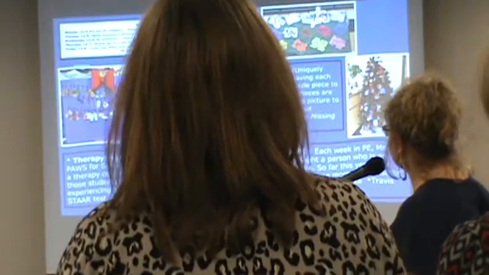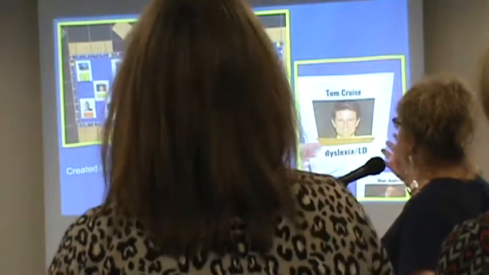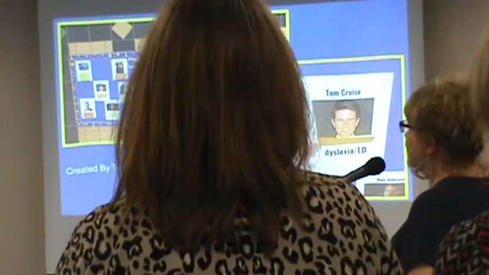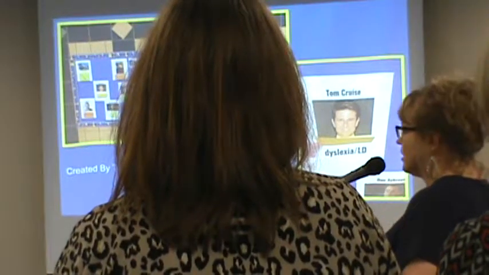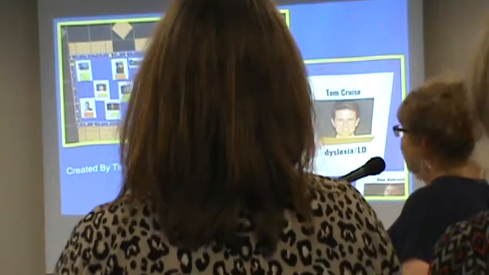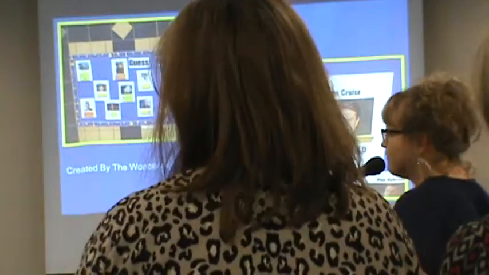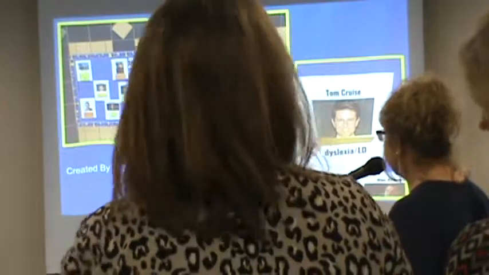So there's one. This is Guess the Disability. On this one, we started just researching famous people that have disabilities. And oh my gosh, we could have come up with 200 different pictures, but we narrowed it down to, I don't know, 20 or something.